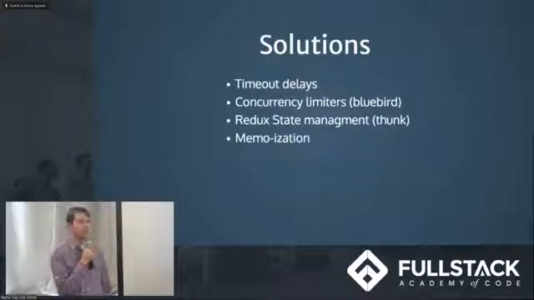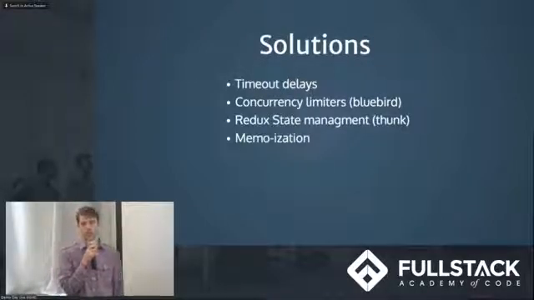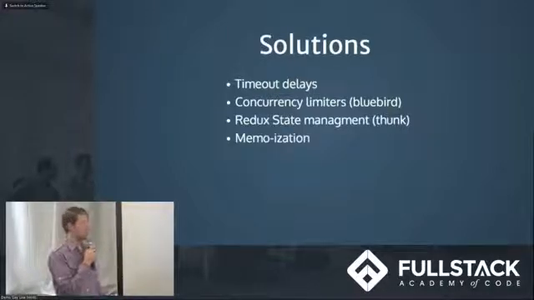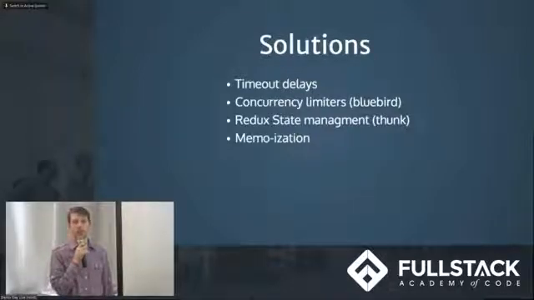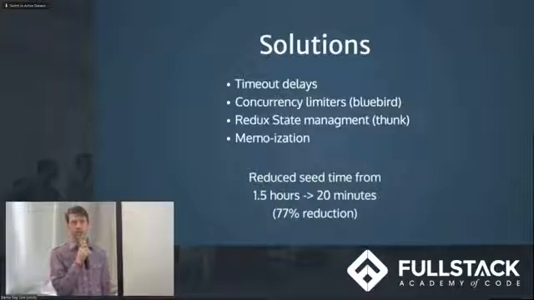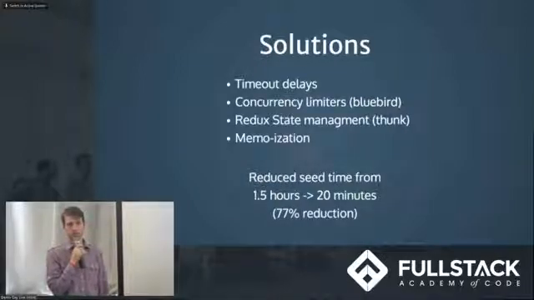But how did we solve these problems? Well, a combination of timeout delays and concurrency limiters allowed us to make our APIs happy. Redux state management with Thunk allowed us to resolve our asynchronous issues, and memoization allowed us to actually reduce a 1.5 hour long seed time down to 20 minutes. And for some final thoughts, here's Jonathan.